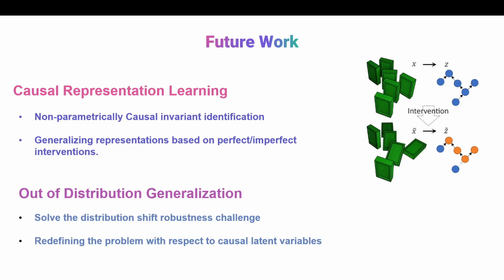My future work is in causal representation learning as a line of thought, in which we are searching for non-parametric causal invariant identification with respect to interventions. What does that mean? It means that we want to generalize representations of data based on perfect or imperfect interventions. The second line would be out-of-distribution generalization, meaning that we want to solve the distribution shift robustness challenge. And also we want to redefine this problem with respect to causal latent variables.